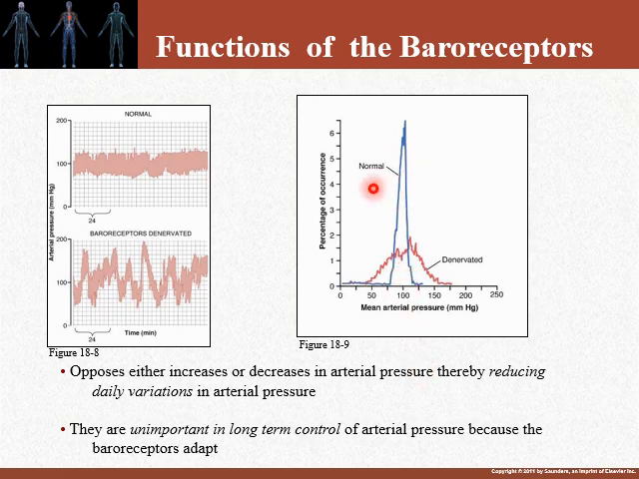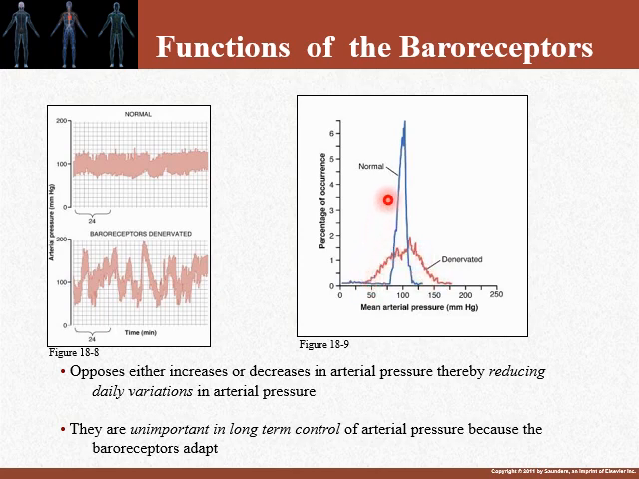However, when they denervated, يعني شالوا الـ nerves اللي بتغذي الساينسز اللي هم البيروريسبتورز, شالوا ال innervations تبعهم to the vasomotor center. So in this case اللي هو بال red line, you will see that the variations in mean arterial pressure is very big. Okay, يعني بنلاحظ انه ال occurrence عالي لكثير values بتتراوح between 50 ل 150.